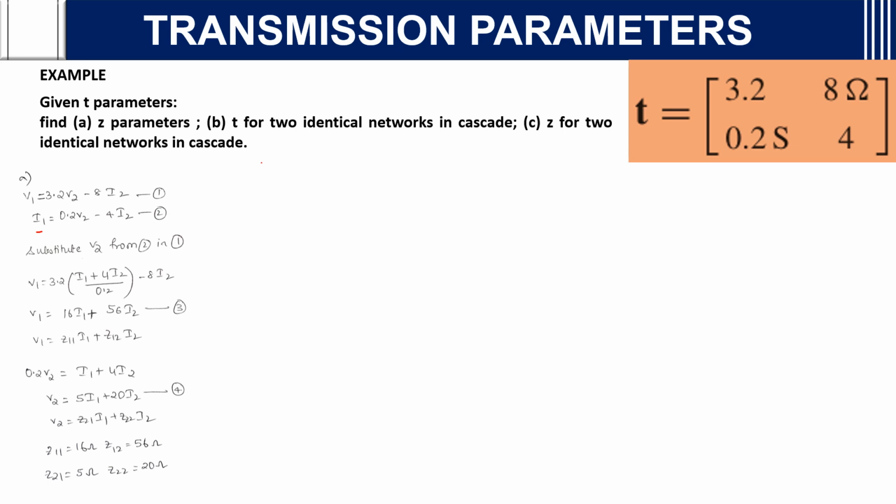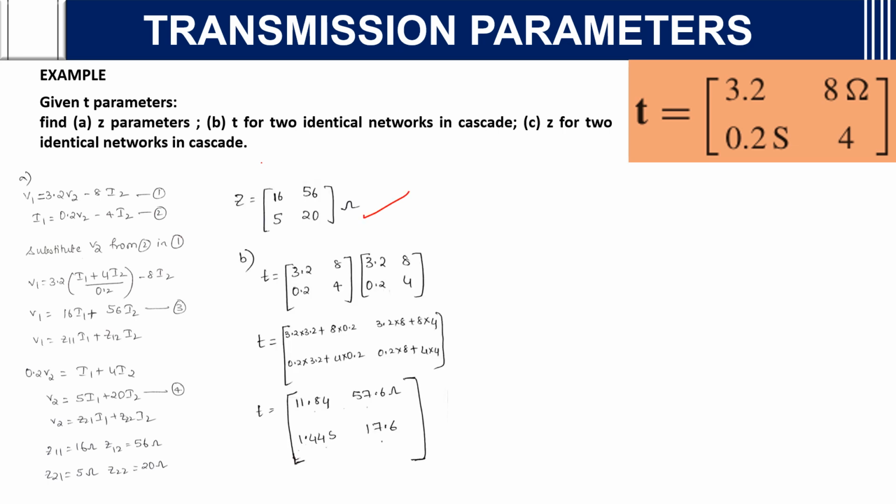Then, in the second equation, 0.2 V2, we want V2 is equal to Z21 I1 plus Z22 I2. Taking V2 on the left side, 0.2 V2 is equal to I1 plus 4 I2, since the 4 I2 goes to the other side. So V2 is equal to 1 by 0.2, which is 5 I1, plus 4 by 0.2, which is 20 I2. So Z21 is 5 ohms and Z22 is 20 ohms. Now you have Z11, Z12, Z21 and Z22, so you can write the matrix. The first question is done.